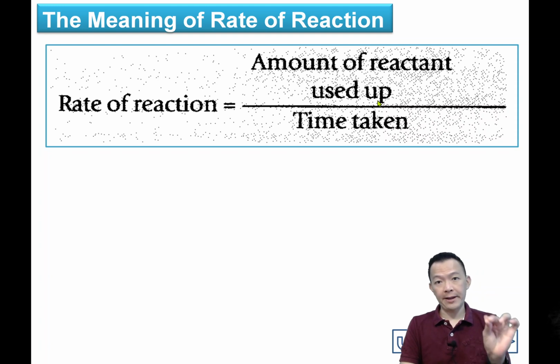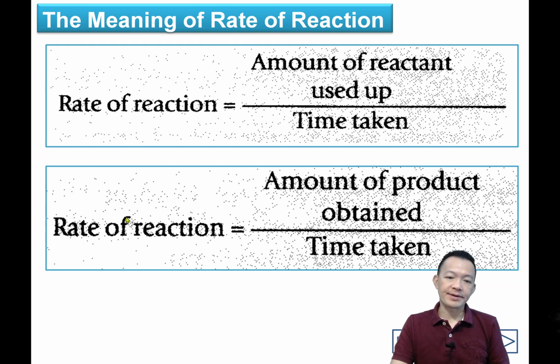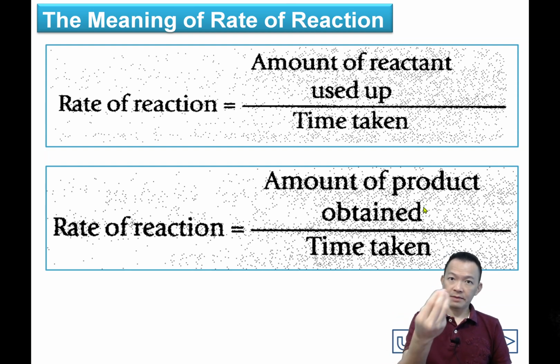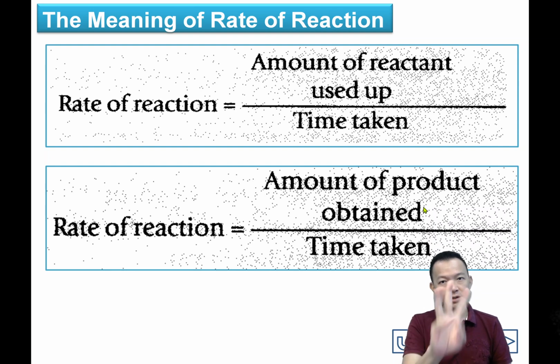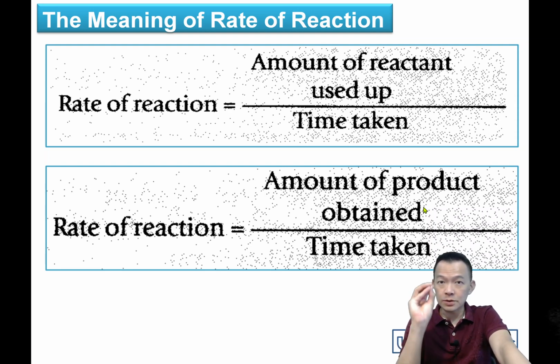Another one. What is meant by rate of reaction? Rate of reaction is the amount of product obtained over the time. In a certain period of time, if the product obtained is more, the chemical reaction is faster. So I repeat 3 times: the first time is a sentence, the second time is a graph, the third time is a formula.